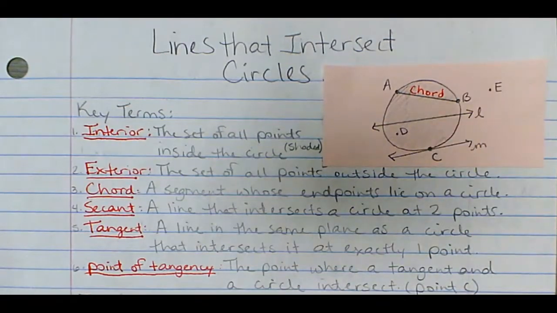Okay, segment AB is our chord. Remember that when we write a segment, we write the two endpoints and we write a bar on the top, indicating that it is a segment.